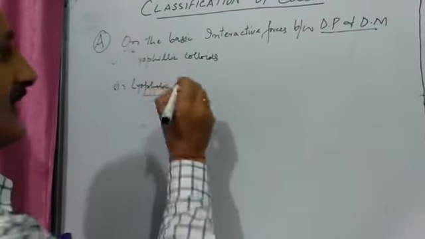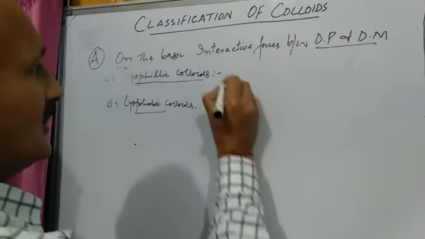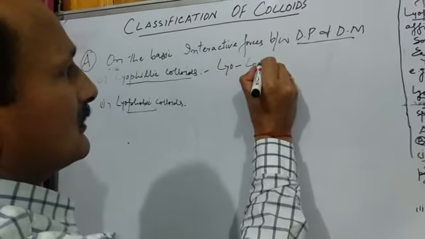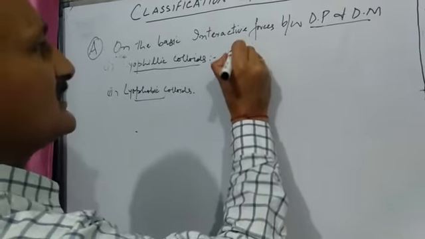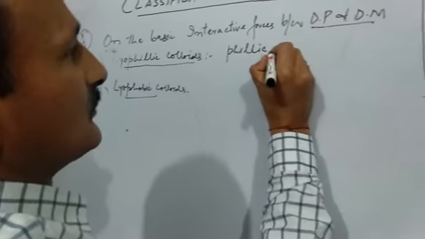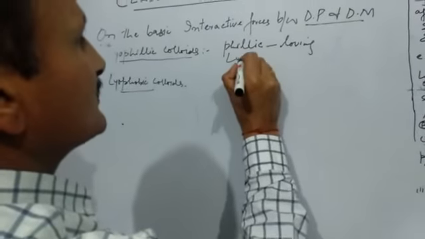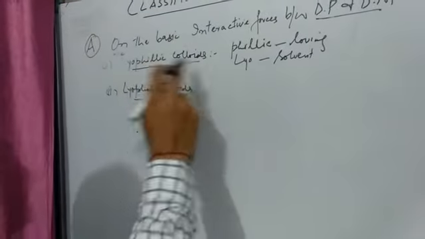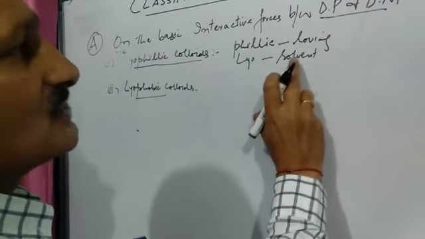One is lyophilic colloids. Now, as far as lyophilic colloids are concerned, lyo means solvent, and philic means loving. So what are lyophilic colloids? Lyophilic colloids are those colloids which are solvent loving.